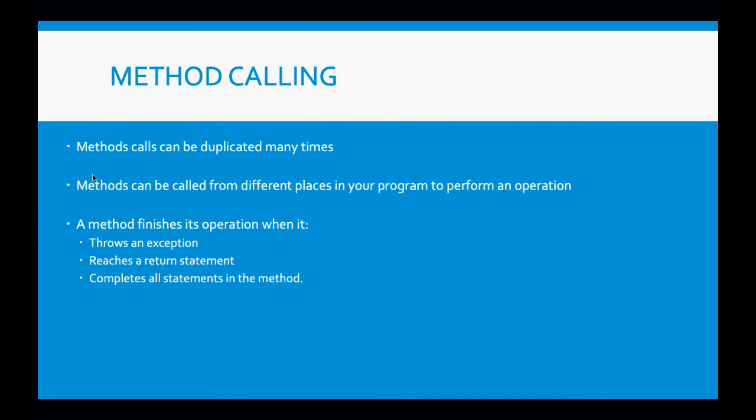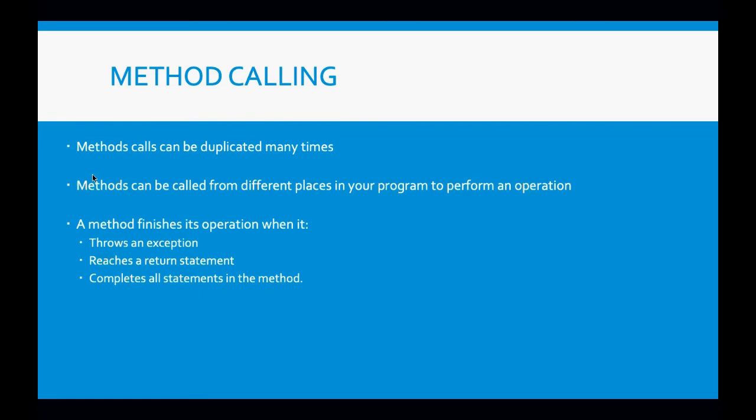So we've already done a bit of method calling earlier, and method calls can be duplicated as many times as possible. You can declare a method in a class and call it at different places in your program, so long as you import that class. It helps when you've already defined a method somewhere, so you just call it from that place and it works as long as it is public and can be shared with different classes. A method finishes its operation when it throws an exception, that is, it runs into an error, or it reaches a return statement, or when it completes all the statements in the method.